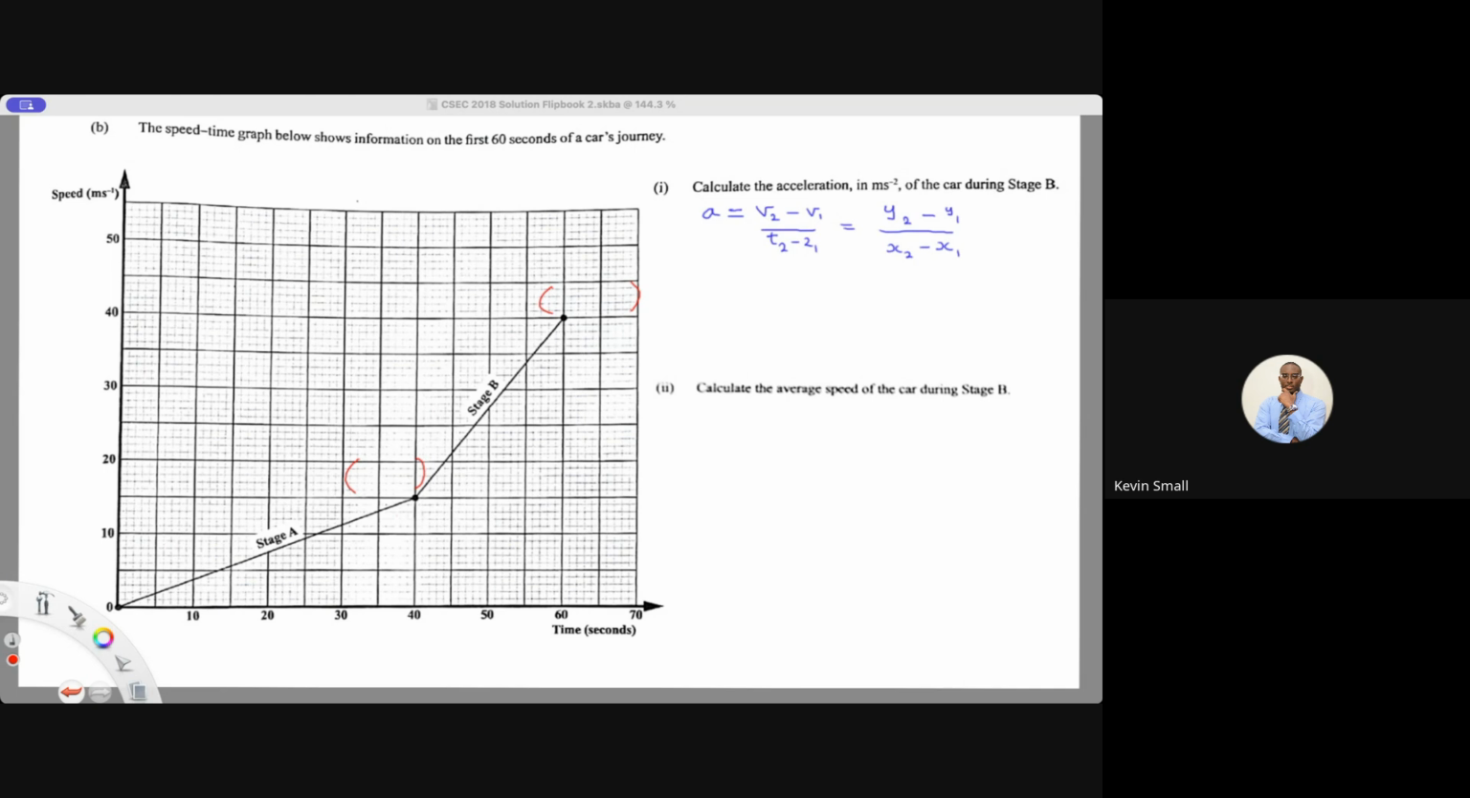Come on, people. How to read a point from a graph. What's the first coordinate there? X first, then Y. So 40, 15. Yeah, 40, 15. Don't take forever to do that. 40, comma 15. Then 60, 40. All right.